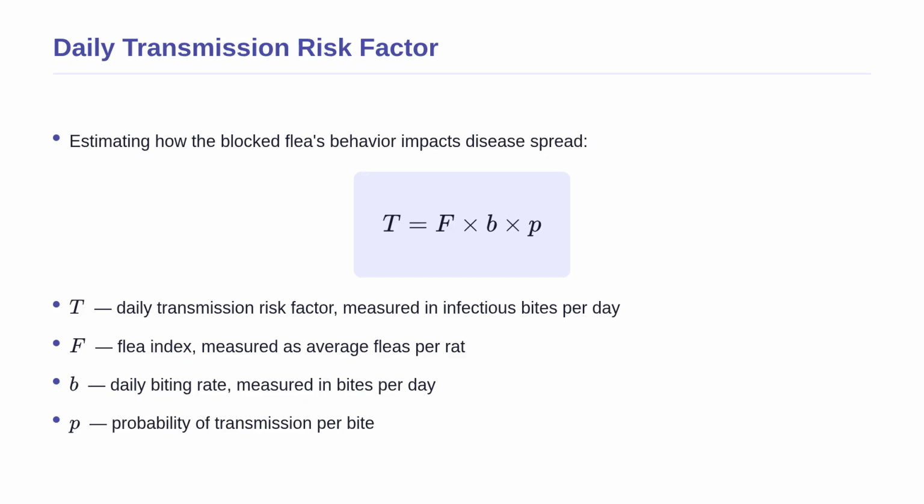F is the flea density we just learned. Lowercase b is the behavioral biting rate, which skyrockets when the flea is starving. Lowercase p is the biological success rate, the probability that a single bite transfers the bacteria. If any of these 3 variables increases, the overall transmission risk scales up proportionally.